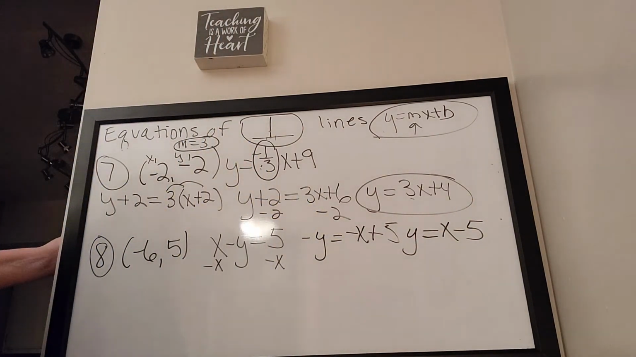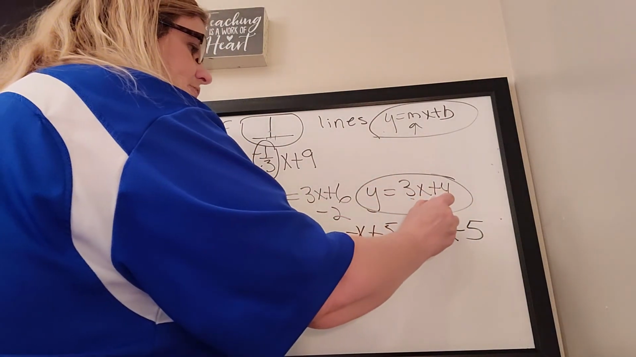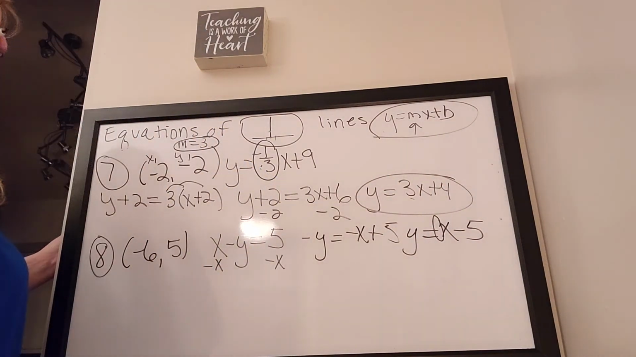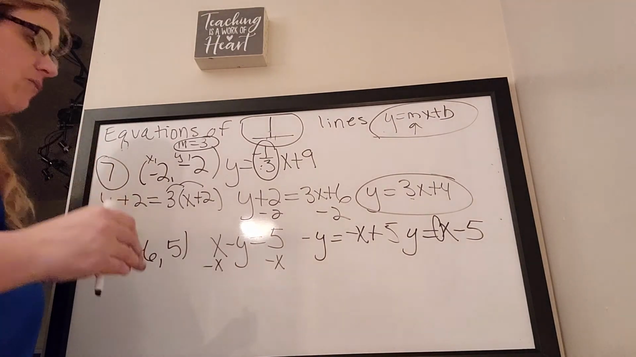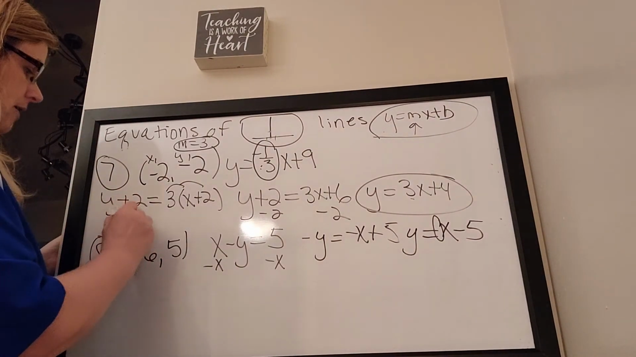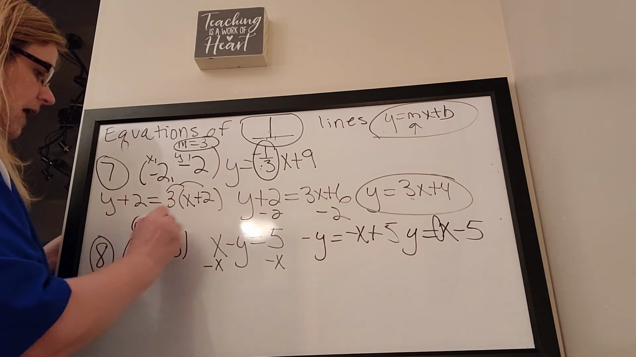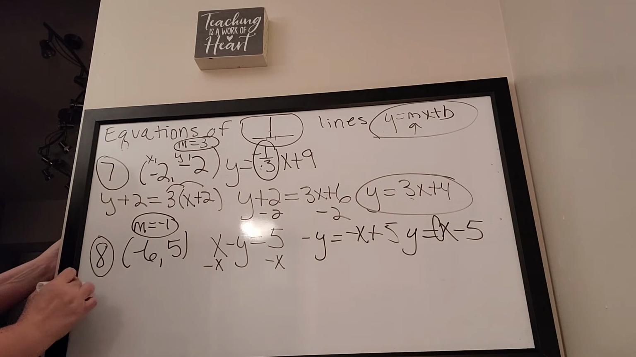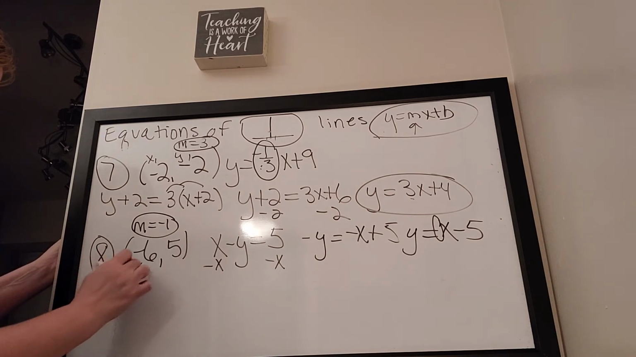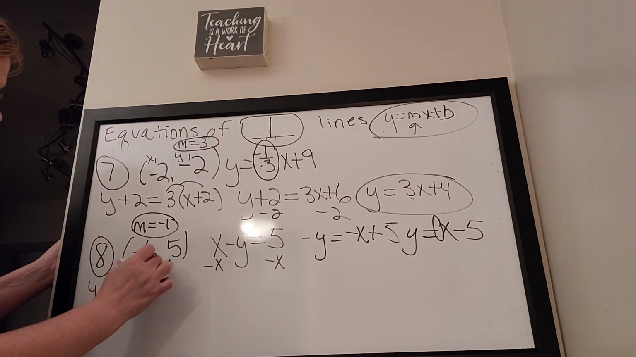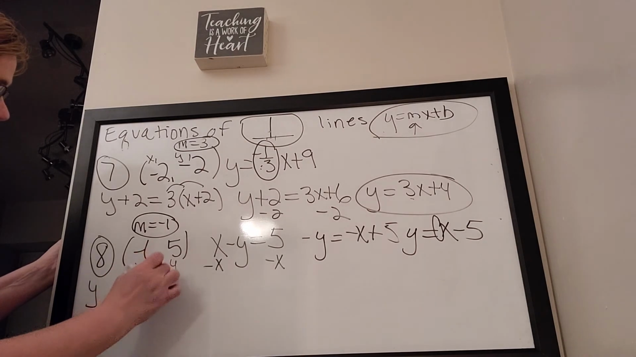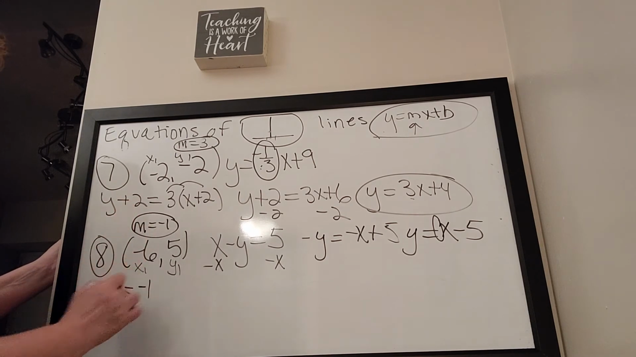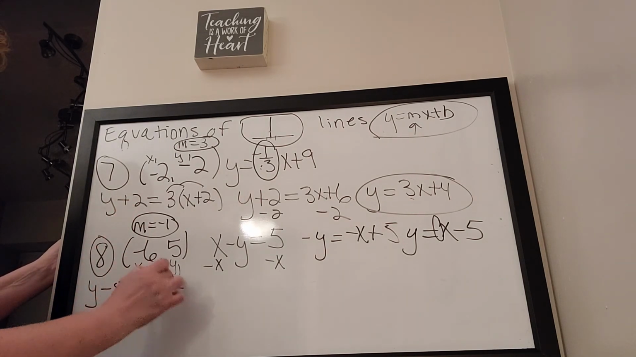Okay, so the slope is whatever's with x. In this case, there's no number, so that means slope is 1. When we flip it over, it's still 1, but we need the opposite. So negative 1 is our slope for a perpendicular line to that equation going through this point. So I'm going to use point slope, y minus y1 equals m times x minus x1. That's x1, y1. So y minus 5 equals m, negative 1, times x plus 6, since that's a negative 6.